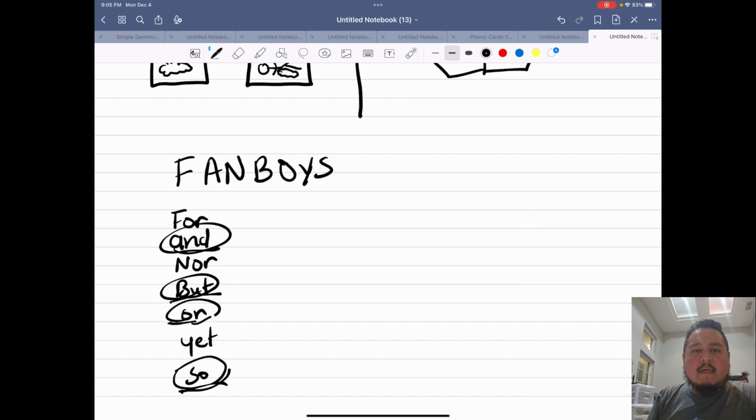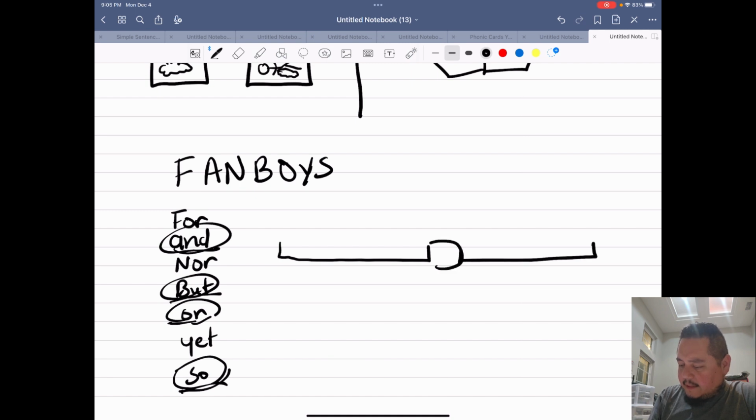Let's go ahead and talk about the sentence structure one more time because there's something I want to add now that we know how the sentence structure looks. We have a complete sentence, something in the middle called a fanboy, and then another complete sentence. The fanboy, or conjunction, or connecting word, needs to be in the middle to connect both sentences. Each sentence should have a subject and a predicate.